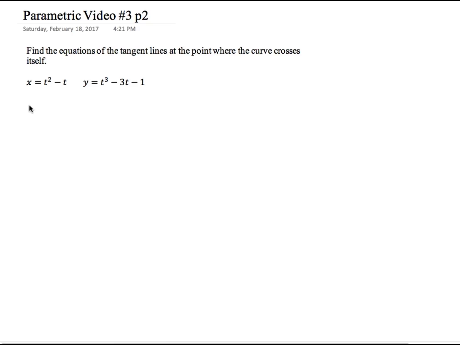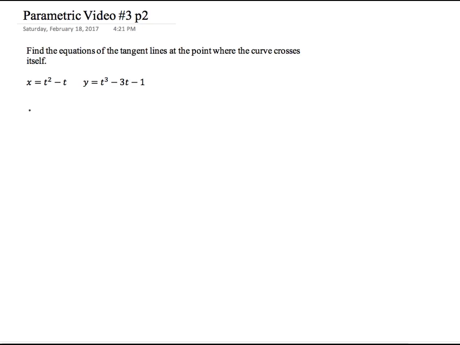The second example I wanted to look at says to find the equations of the tangent line at the point where the curve crosses itself. We definitely need to be competent enough to find tangent lines on the AP test for any coordinate system, be it Cartesian, polar, or parametric. So we definitely want to be able to find tangent lines in those different coordinate systems. So I thought this would be another good example to pursue.